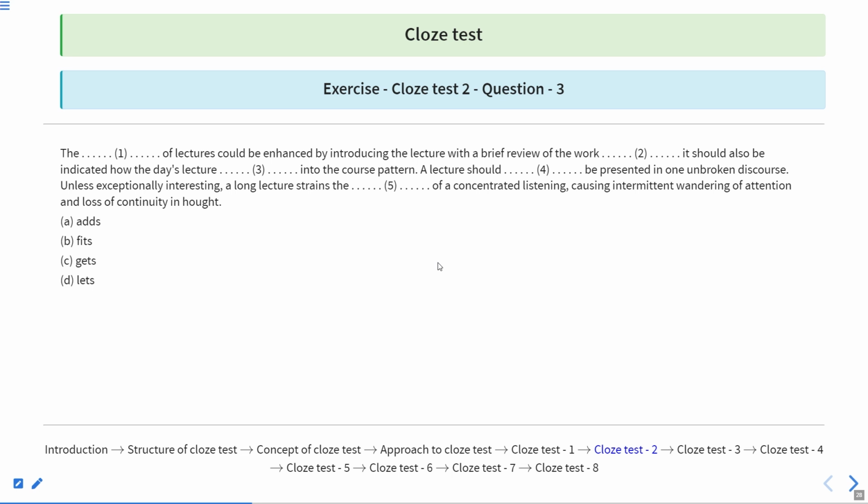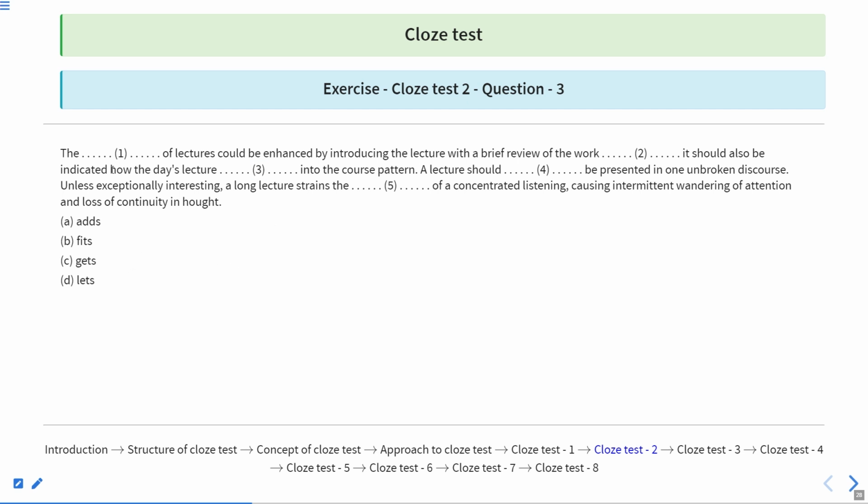The dash of lecture could be enhanced by introducing the lecture with a brief review of work. It should also be indicated how the day's lecture dash into the course pattern. Is it adds, fits, gets, or lets? Which one of these 4 words will fit in the place of 3? That is what we have to find.